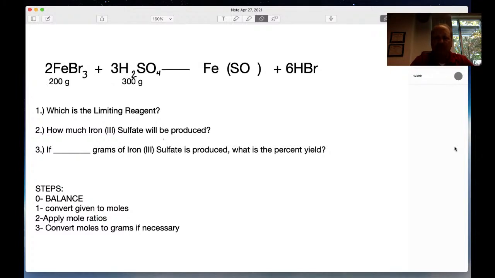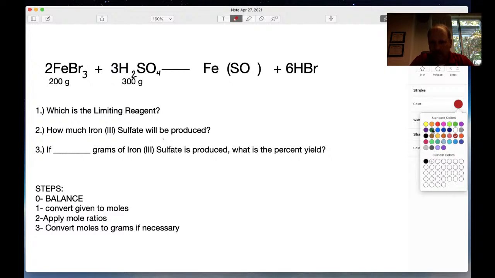So here's the problem, and the problem is for stoichiometry and limiting reactants, percent yield, that sort of thing. So the question is, if you have 200 grams of iron bromide and 300 grams of sulfuric acid, let me fill in some gaps here.